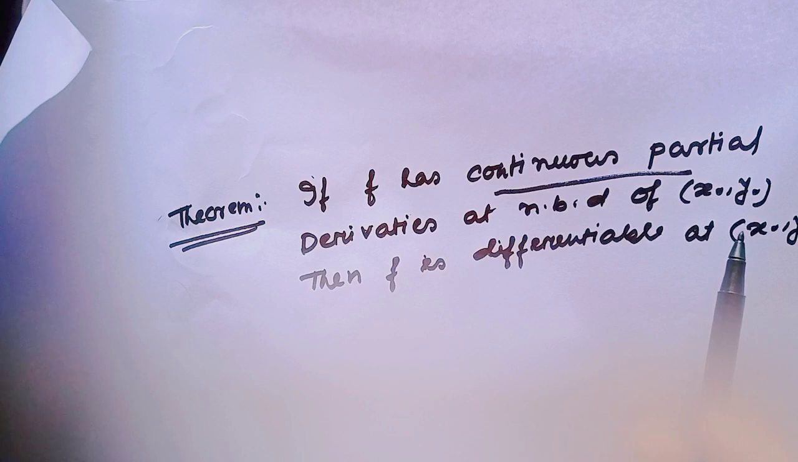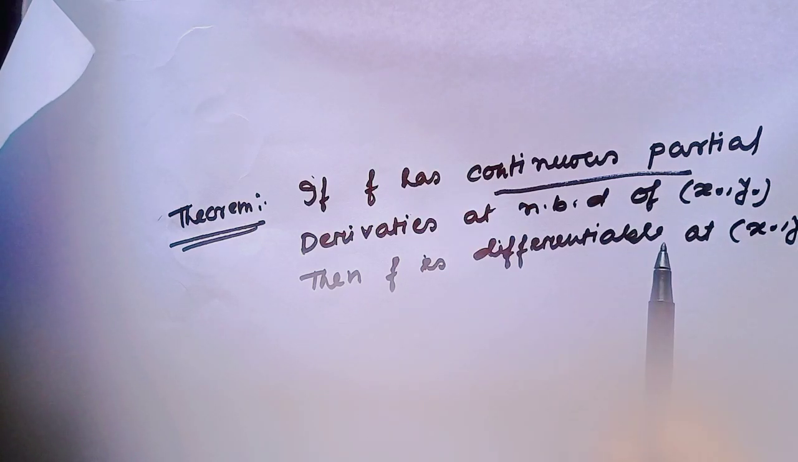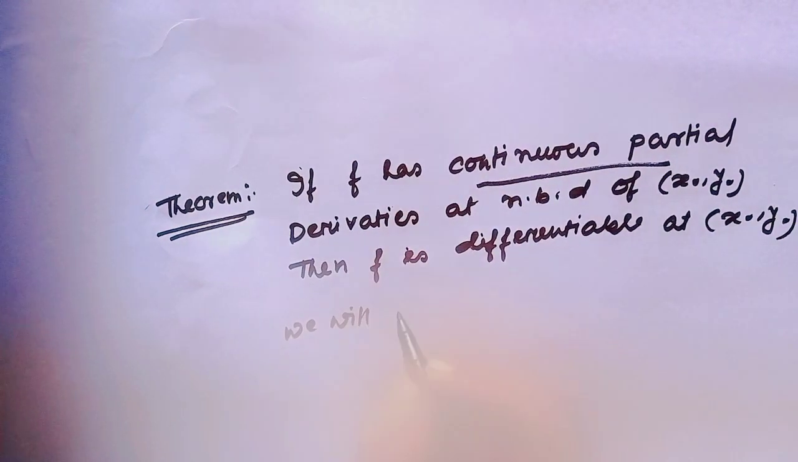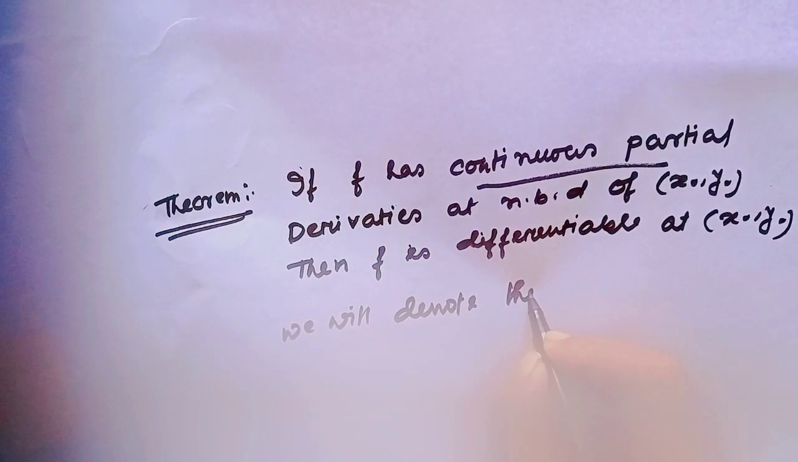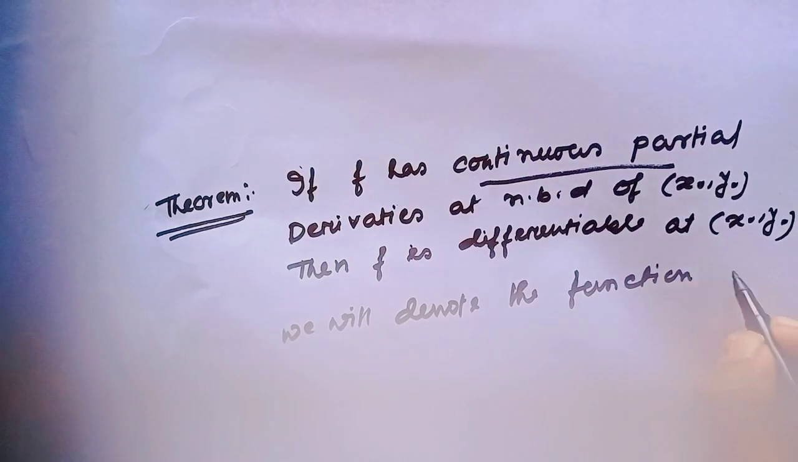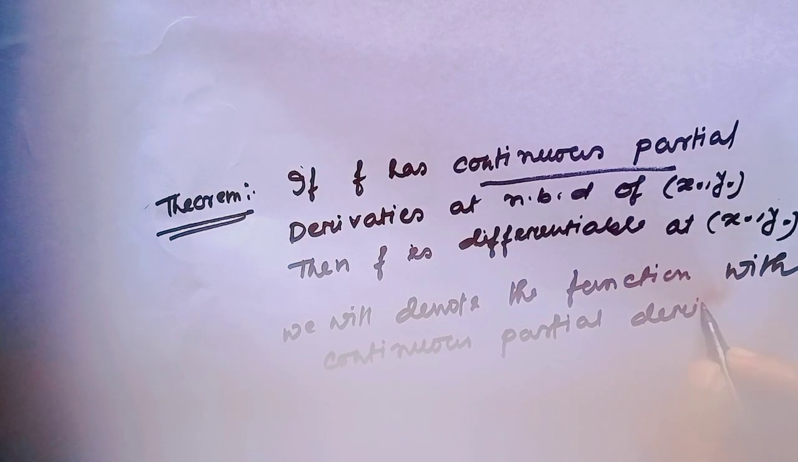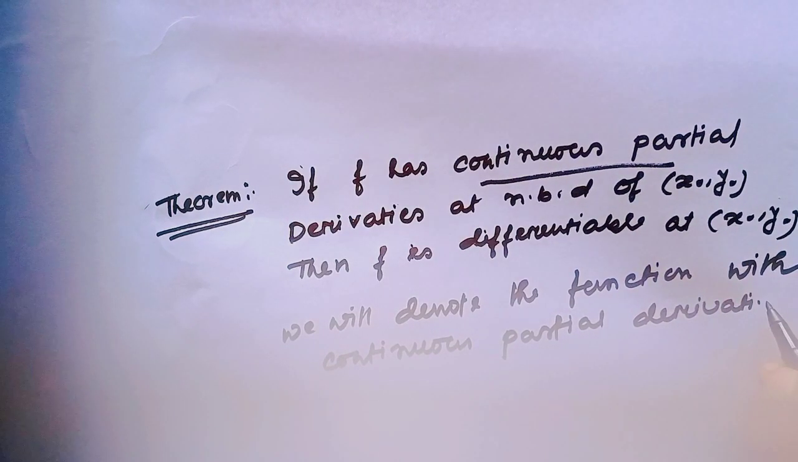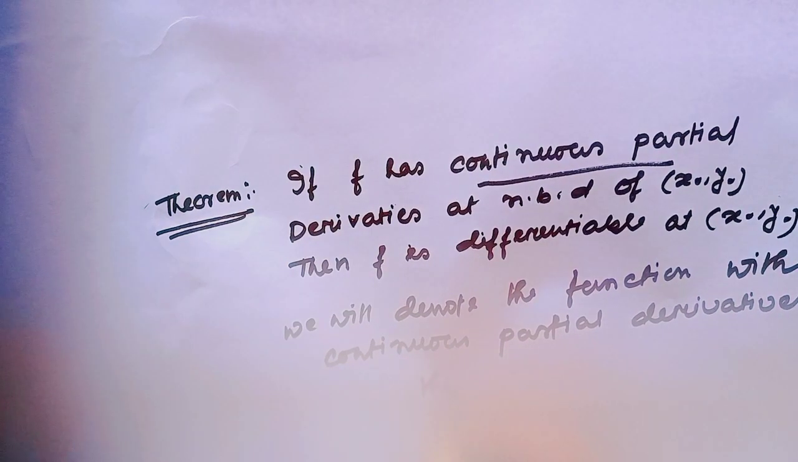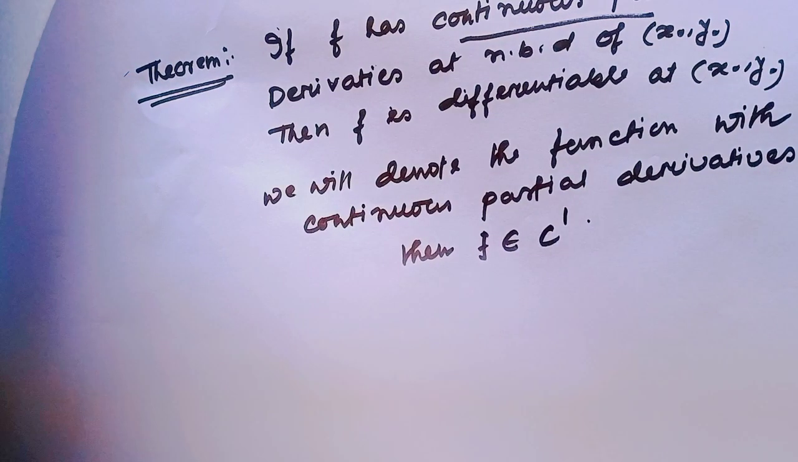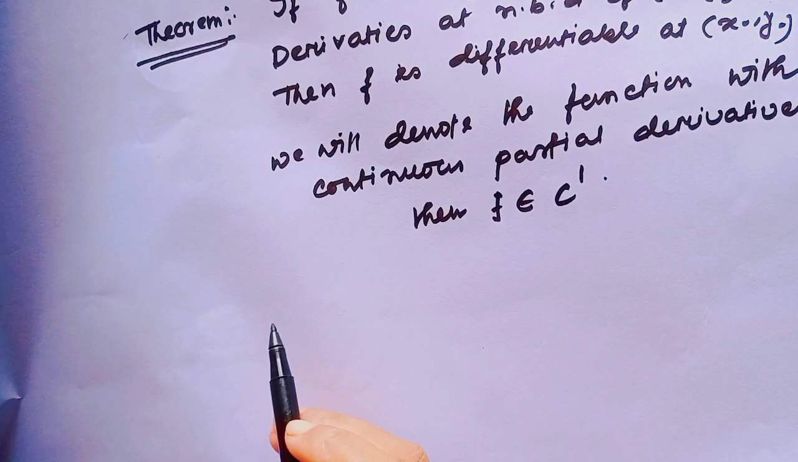If f has a continuous partial derivative in a neighborhood of x0, y0, then f is differentiable in that neighborhood, okay? And we will denote the function with continuous partial derivatives, then f belongs to C1, okay? Now I will say one nice relation.